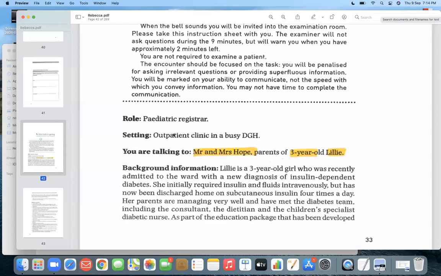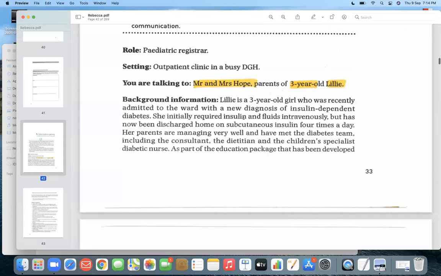So, role: pediatric registrar. Setting: outpatient clinic in a busy district general hospital. You're talking to Mr. and Mrs. Hope, parents of 3-year-old Lily. Lily was recently admitted to the ward with a new diagnosis of insulin-dependent diabetes mellitus. She initially required insulin and fluids intravenously, but has now been discharged home on subcutaneous insulin four times a day.